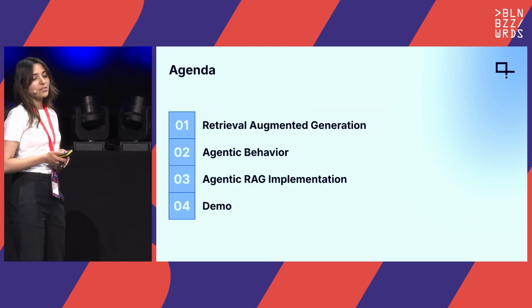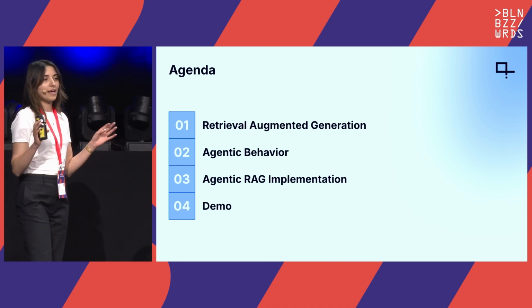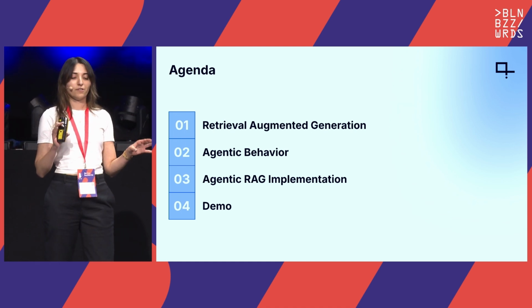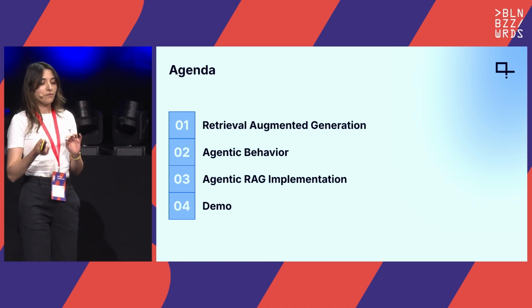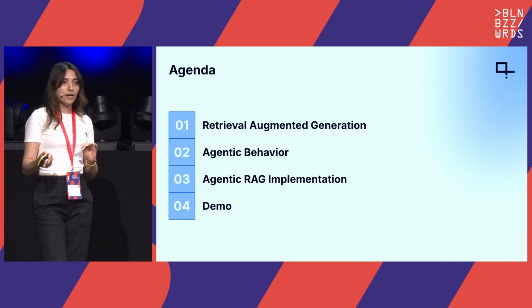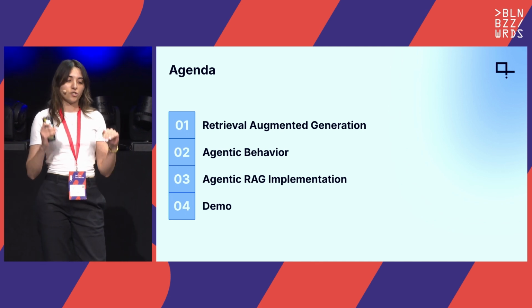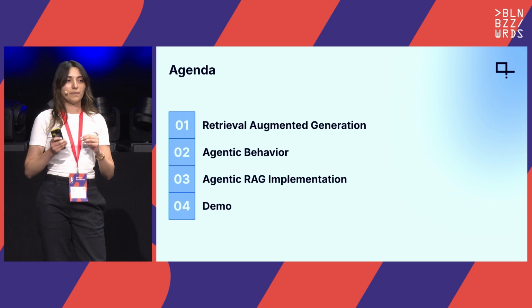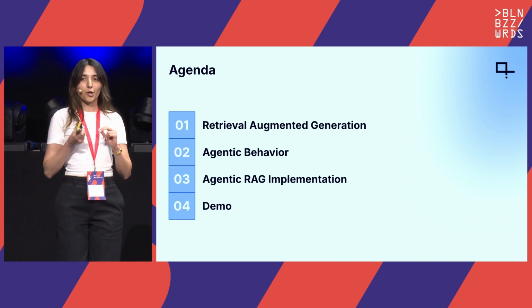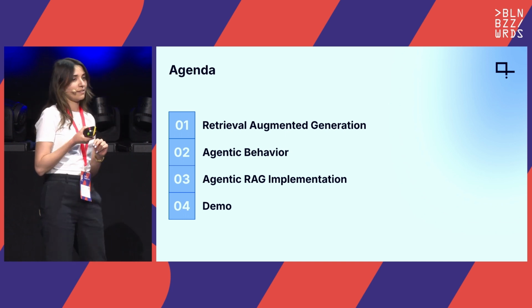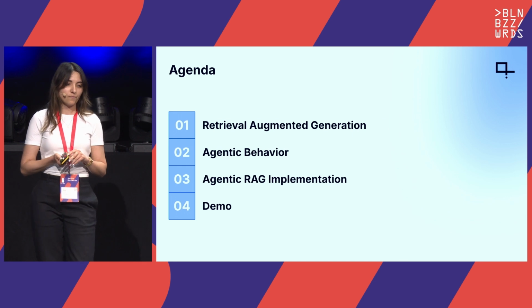All right, so here's today's agenda. First, a little bit of refresher around retrieval-augmented generation. Then we'll talk about agentic behavior. Then we'll go a bit technical, hands-on, and discuss how we can implement agentic RAG. And I will show you a demo in the end if we still have time.